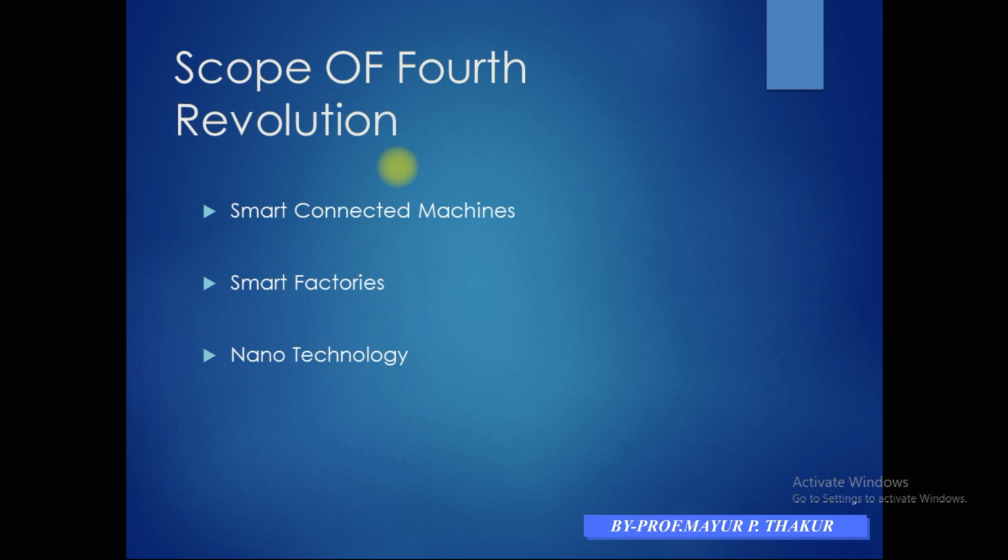Then the third scope for the fourth industrial revolution is nanotechnology. It is the understanding and control of matter at the nanoscale, at dimensions between approximately 1 to 100 nanometers, where unique phenomena enable novel applications. So that is nanotechnology.